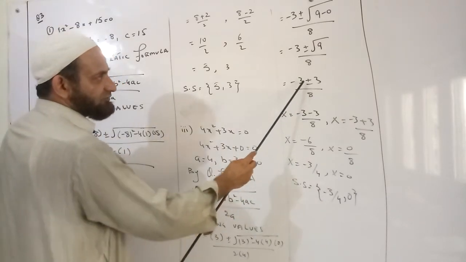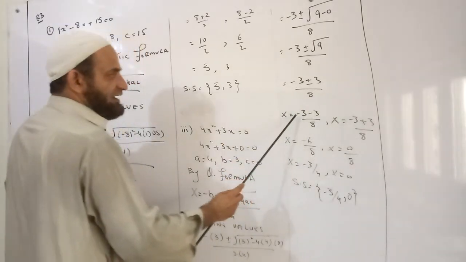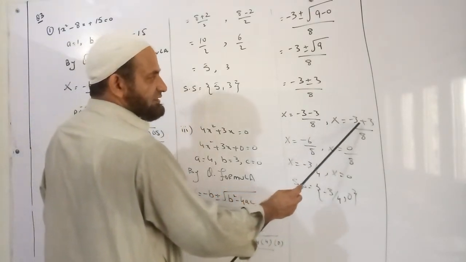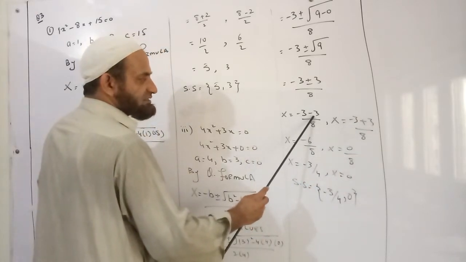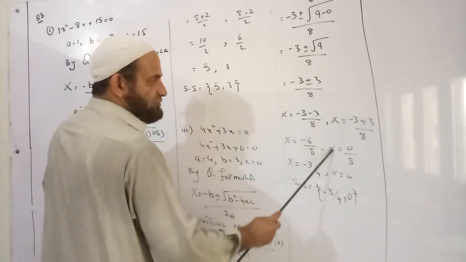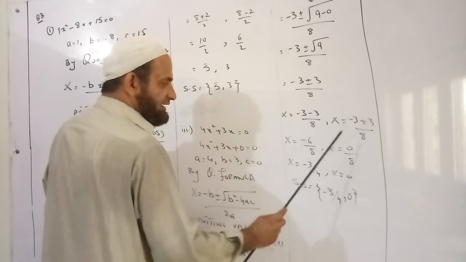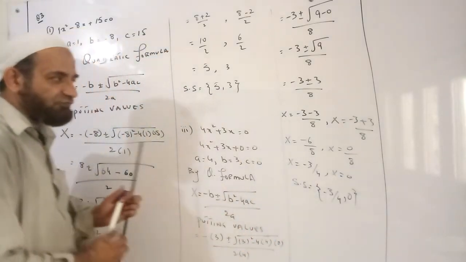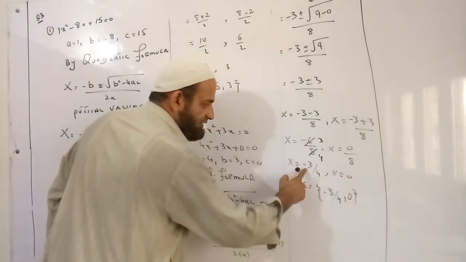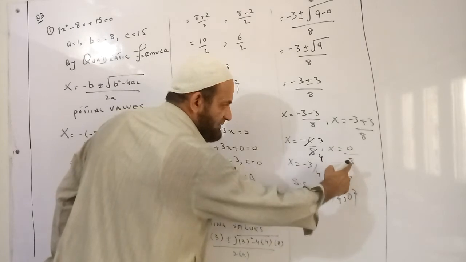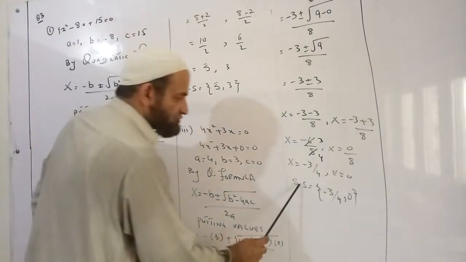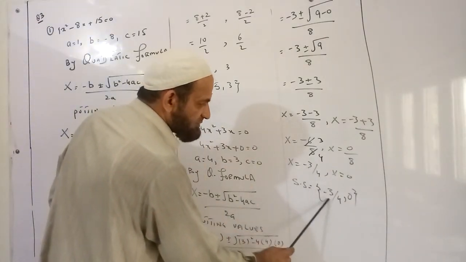There are two possibilities, one with the minus, the other with the plus. I can write x equal to minus 3 minus 3 divided by 8, which is minus 6 divided by 8. The other possibility is x equal to minus 3 plus 3 divided by 8. Minus 3 plus 3 gives you 0 divided by 8. Now we can cancel by the table of 2: 2 fours are 8, 2 threes are 6. We can write minus 3 by 4, and 0 divided by 8 gives you 0. Now we can write the solution set: solution set equal to minus 3 by 4 and 0.